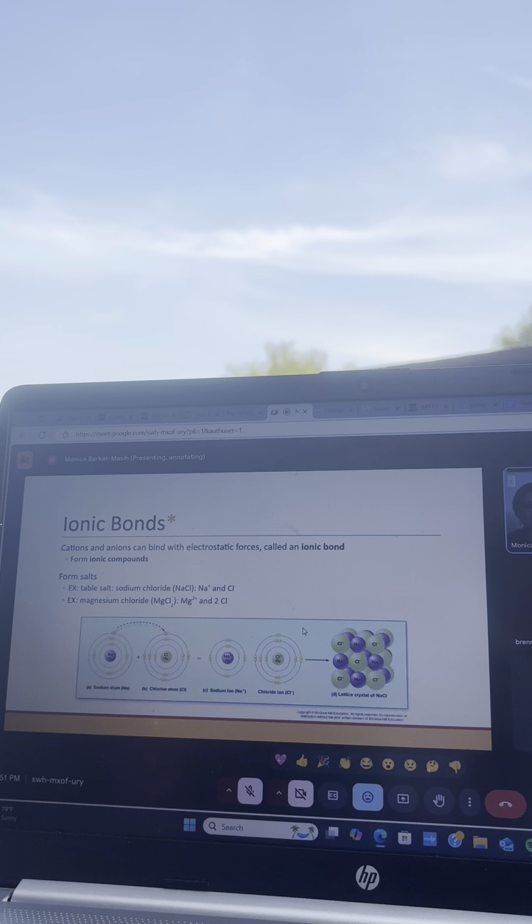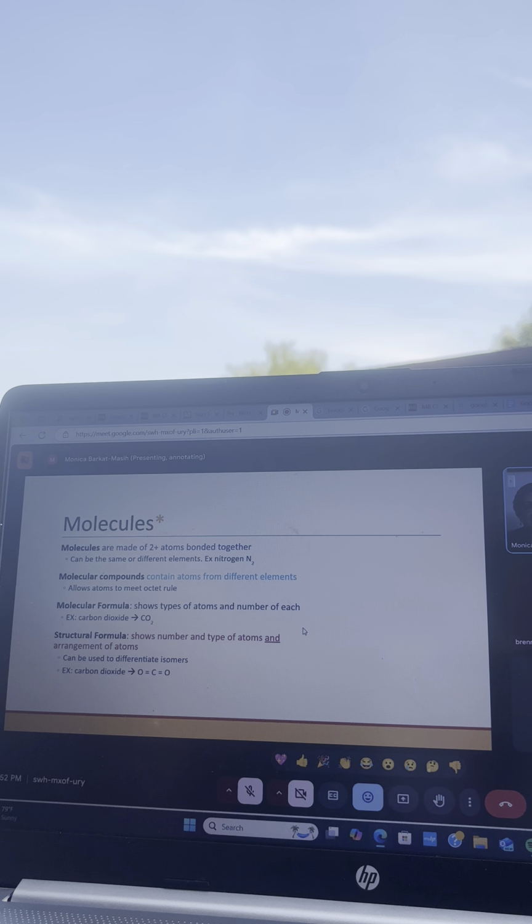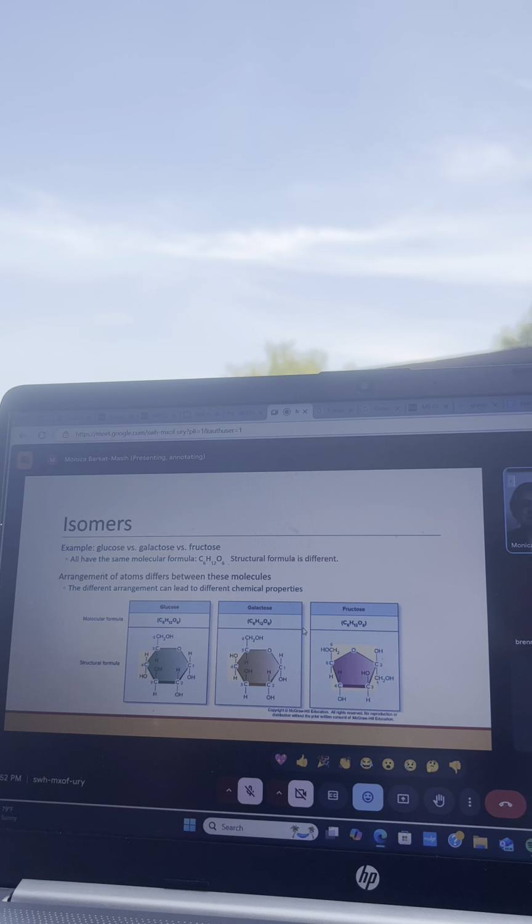And here you have all these listed here. Okay, so what are isomers? Like we talked about isotopes, what are isomers?